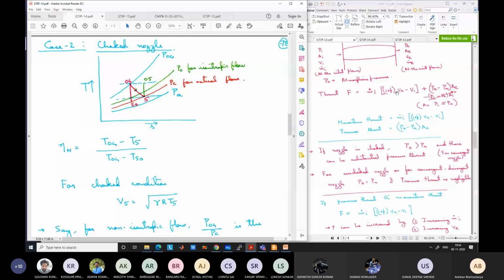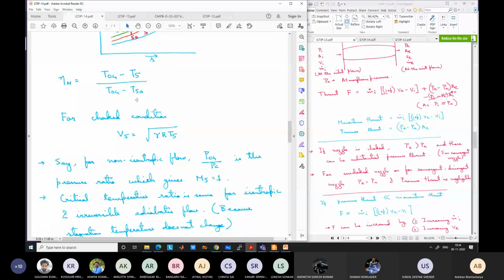At choked condition, this is equal to the sonic speed at temperature T5. So V5 is equal to root over gamma R T5. So is the sequence clear up to this point to everyone? Velocity at this point. Yes, sir.